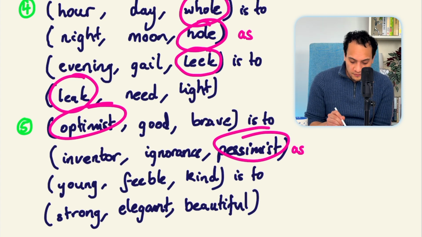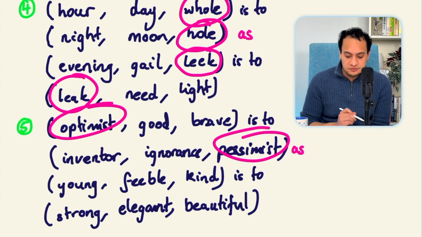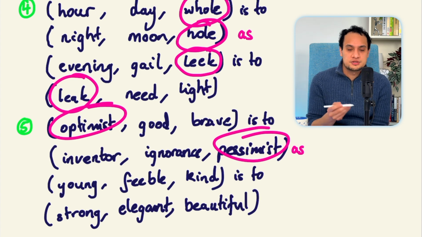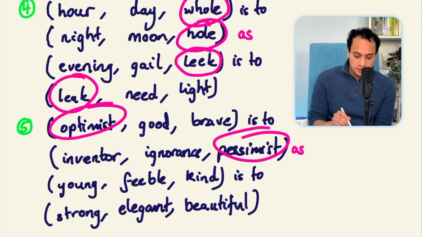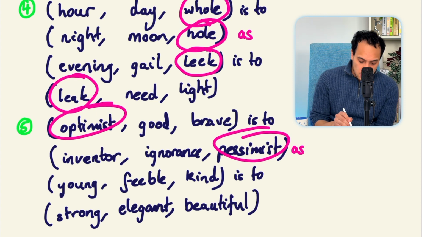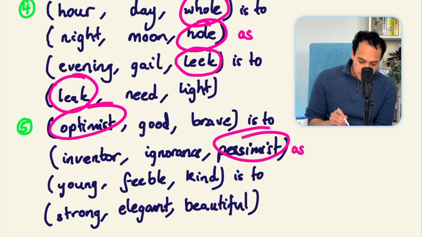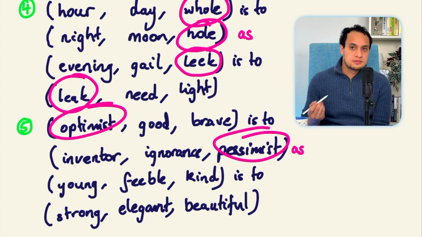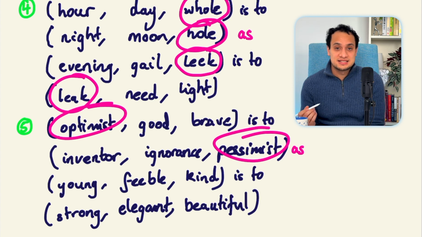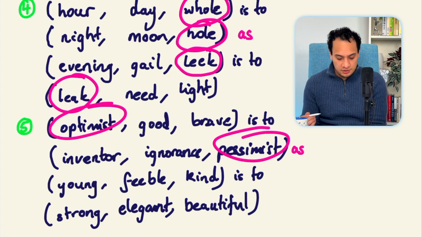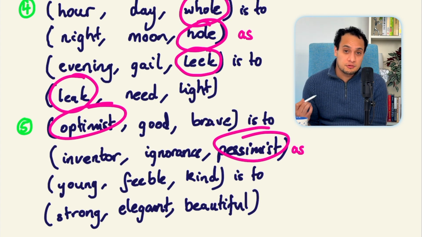So you've got young, feeble and kind, strong, elegant and beautiful. Young sort of goes together with strong in some ways because they're characteristics that are shared, potentially, but one doesn't necessarily lead to the other. So you can be young and not strong. So the relationship isn't that strong, funnily enough. You've got young and elegant. Again, they're things that could go together, but they're not necessarily things that go together. And then you've got young and beautiful. Because you're young doesn't necessarily mean you're beautiful, even though they come together a lot.